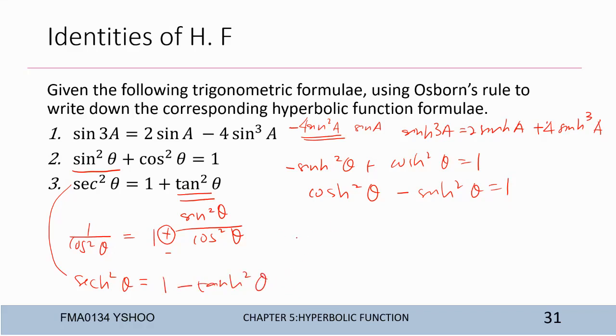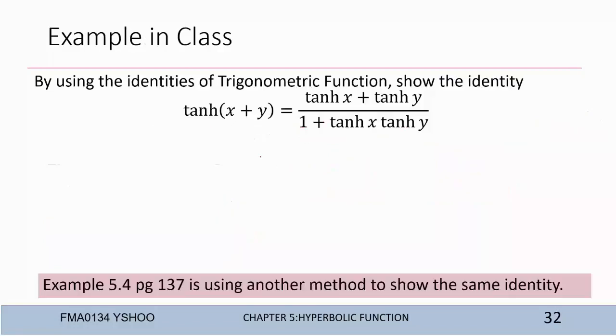This is how you use Osborne's rule to change from a trigonometry formula to a hyperbolic function. Although this method is a lot easier compared to the first method, you need to be very careful whenever you see tangent, sine squared and so on, because it involves a change of sign. The sign here means positive and negative.